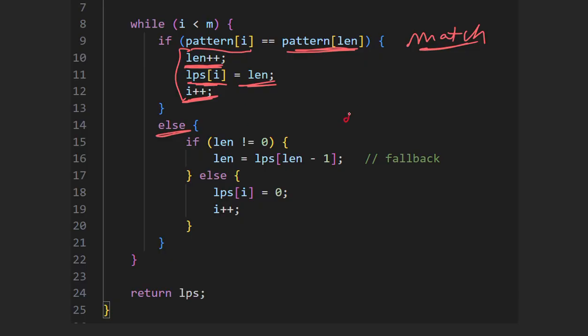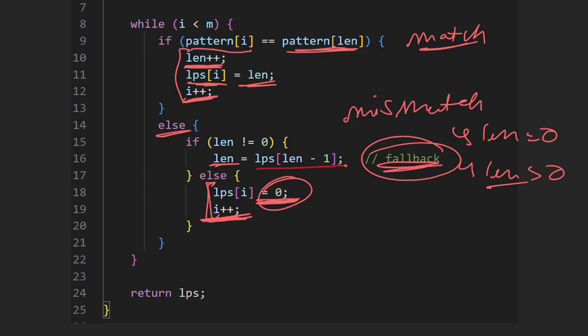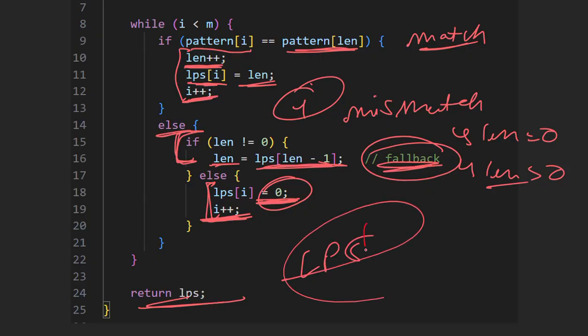Else there are two conditions of mismatch, that is if mismatch happens and length equal to 0, or length is greater than 0. So if mismatch happens and length is 0, then we directly mark LPS of I as 0 and increment our index. Else what we are doing is we are using the fallback mechanism and make the length as LPS of length minus 1, and in this case we are not incrementing our index I, right? And at the end we'll get our LPS, longest prefix suffix.